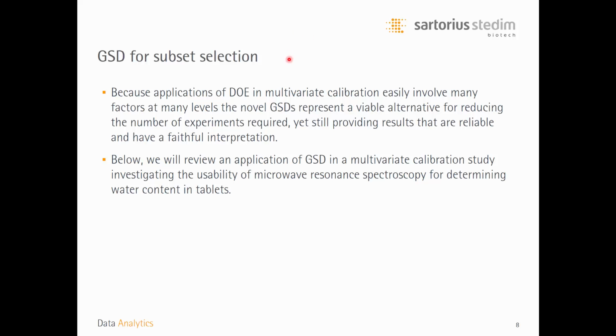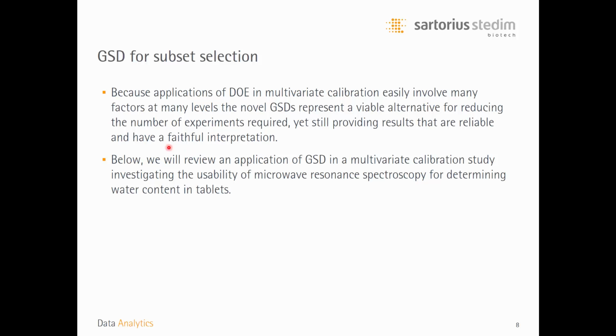Very often when you're using DOE in multivariate calibration, there are a number of factors that have many settings, and that means that the number of combinations very quickly can explode and become incomprehensible. So because applications of DOE in multivariate calibration easily involve many factors and many levels, this novel GSD entry in the MODDE software represents a viable and interesting alternative for reducing the number of experiments that are required, but still providing results that are reliable and have a faithful interpretation.